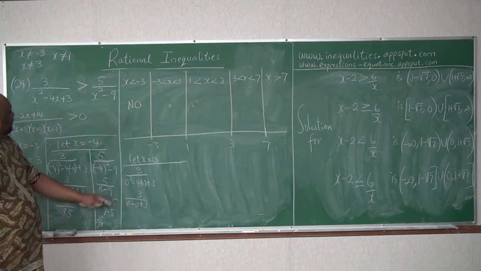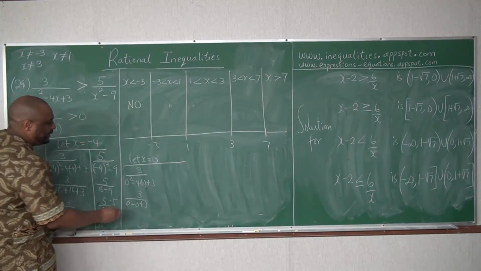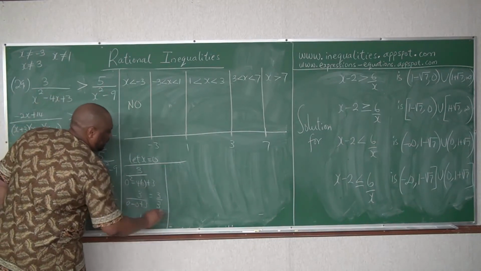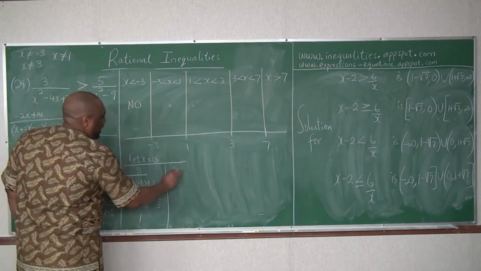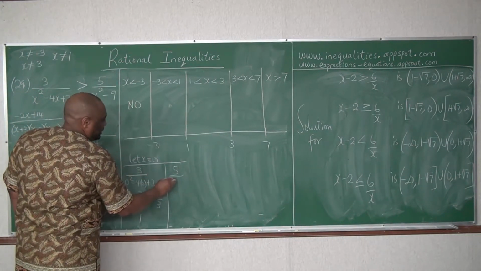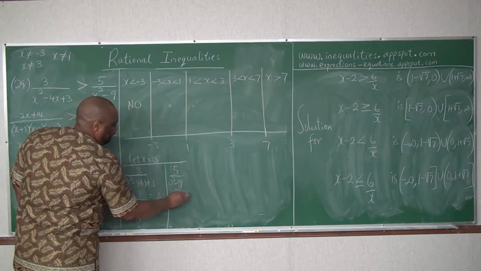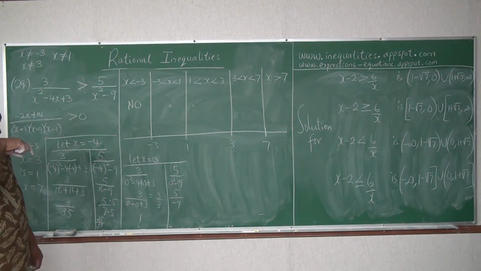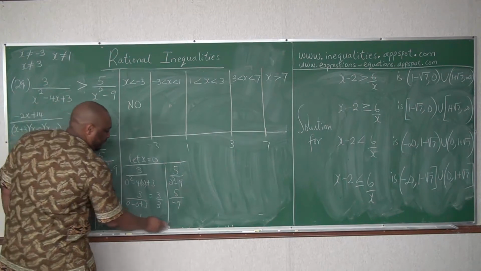Are you guys with me? Do you understand what I'm saying? So this is 3 over 3, and that is 1. Then on the right hand side, this will be 5 over 0 squared minus 9, which is 5 over minus 9, because 0 squared is 0. So 5 over minus 9 is minus 5 over 9.